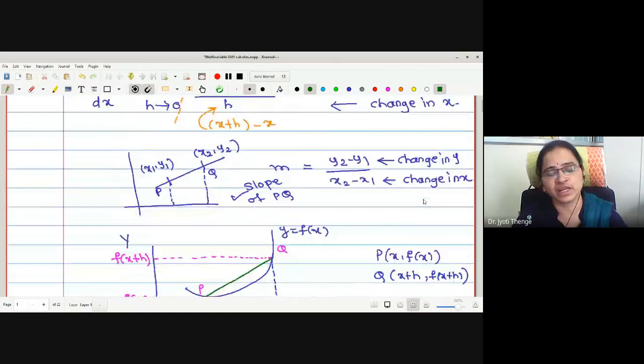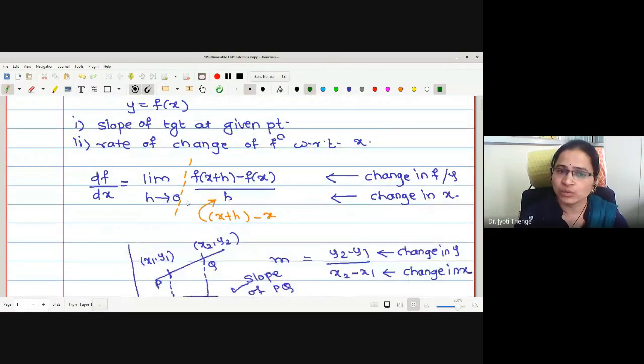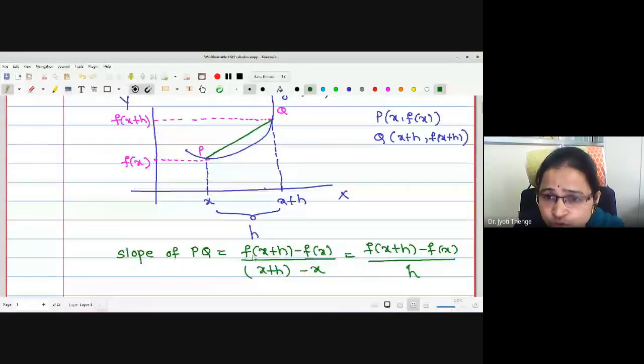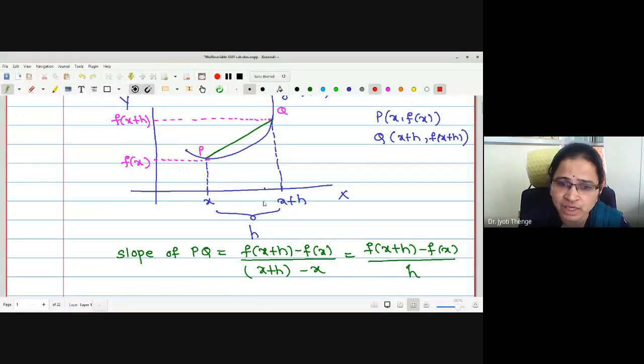Now we will apply the limit h tends to 0. What will happen if h tends to 0? This point is going towards this point x, making the difference h smaller and smaller. Then what is the effect on the two points P and Q?